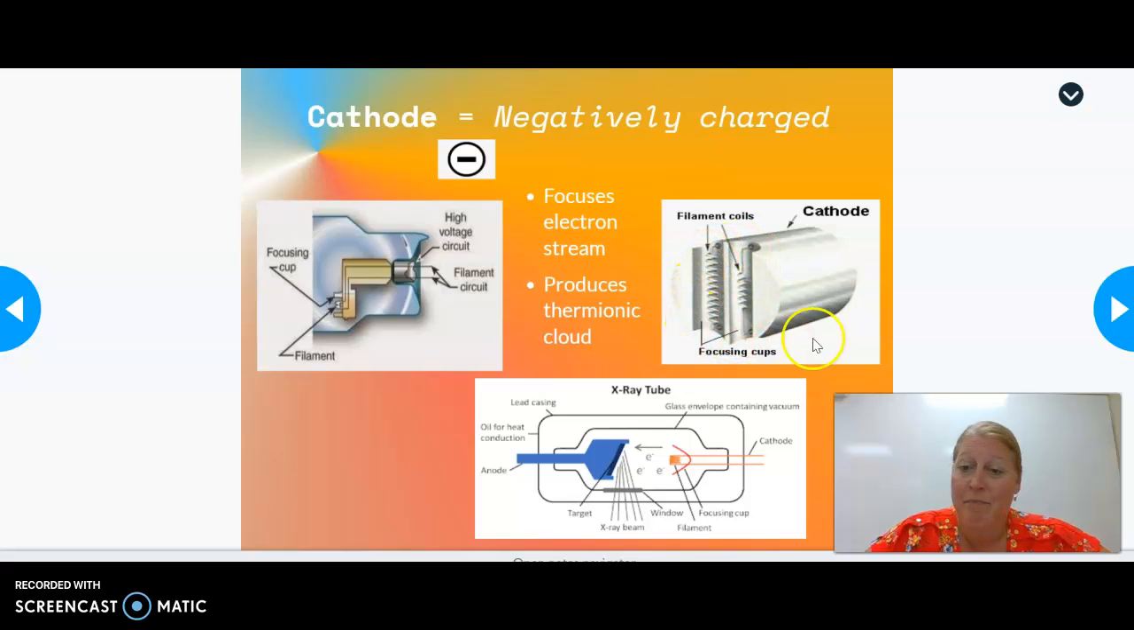And that is, again, just to help those electrons stay within that cathode until we're ready to shoot them over to the anode. Okay, so the cathode, the important part is this is where the tube current goes into, and that it is negatively charged. They're the two things you want to know. You also want to definitely make sure that you know the filament coils and the focusing cups are part of that cathode section.